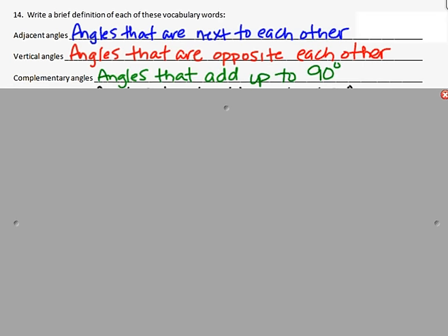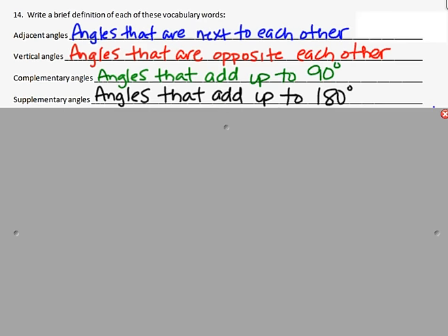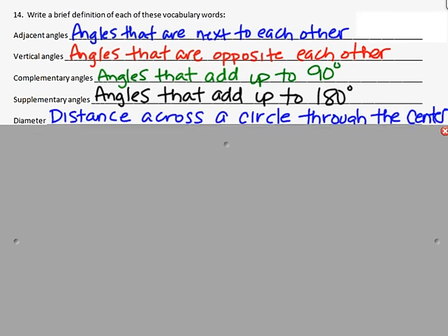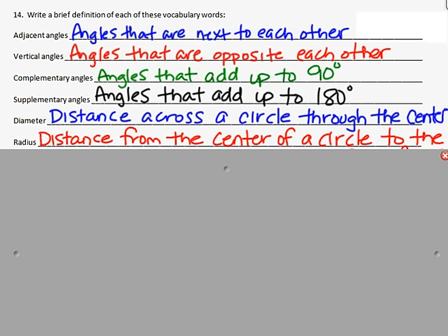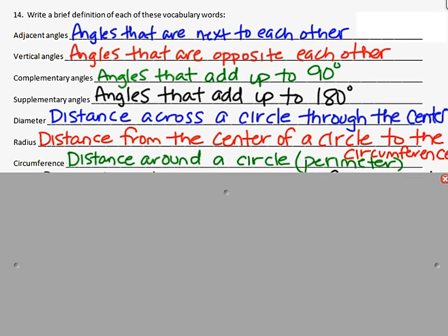Complementary angles are when you have two angles that add up to 90 degrees. Supplementary angles will add up to 180 degrees. Diameter is the distance all the way across a circle, and that has to go through the center. And radius is half of your diameter. It's the distance from the center of the circle to the circumference. Circumference is distance all the way around a circle. It's your word for perimeter of a circle.